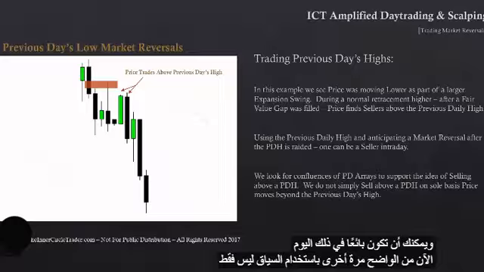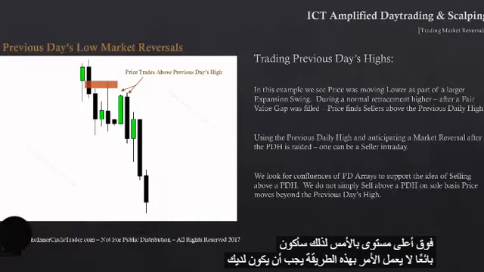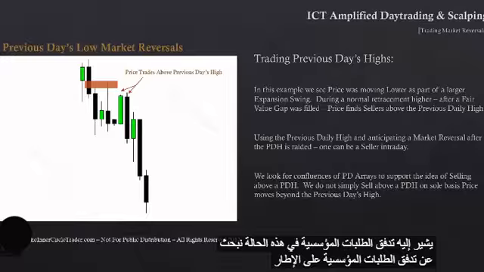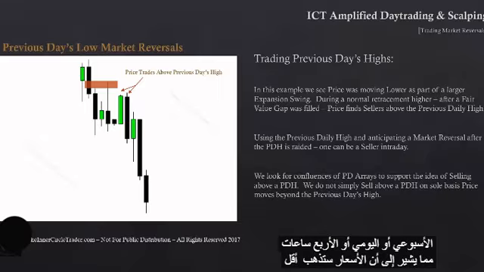Now, obviously, again, using context, not just simply looking at, okay, we're above yesterday's high, so I'm going to be a seller. It doesn't work like that. You have to have the understanding of what institutional order flow is indicating. In this case, we're looking for institutional order flow on the weekly, the daily, or the 4-hour suggesting prices are going to go lower.